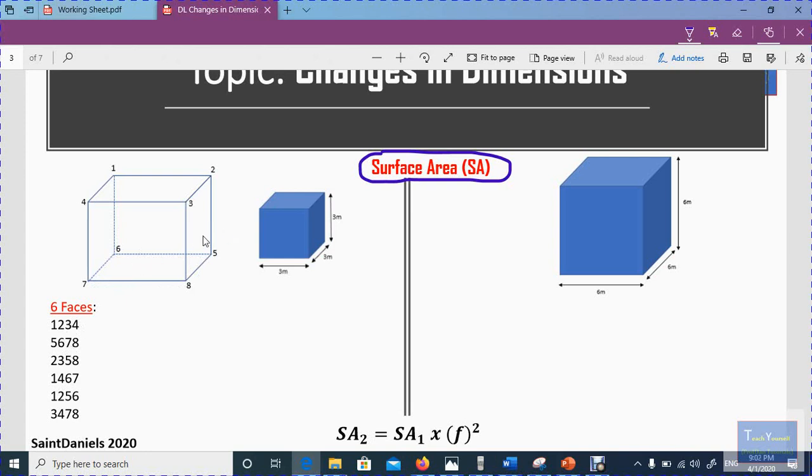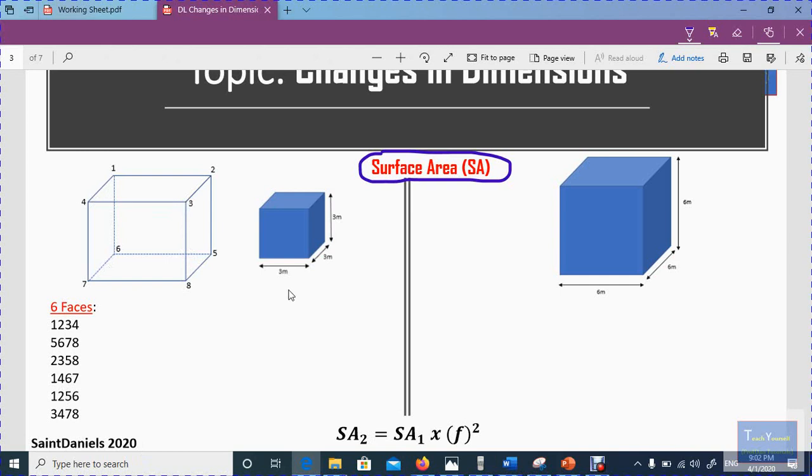Let's look at the sides. We have the right side and the left side. The right side is this portion, that is 2, 3, 5, 8. The left side facing the right side is 1, 4, 6, 7. And we are left with the remaining two portions. If you look at it closely, you see the back and the front. The back is 1, 2, 5, 6, and the front is 3, 4, 7, 8. So this cube has 6 faces, and each of the faces has the same dimension.